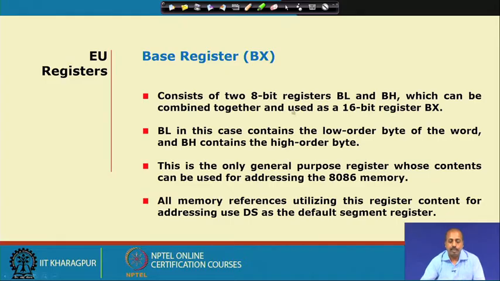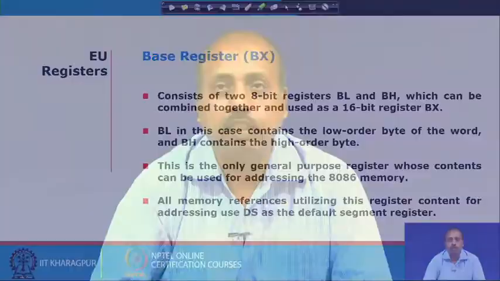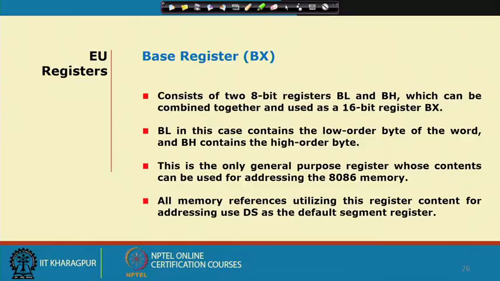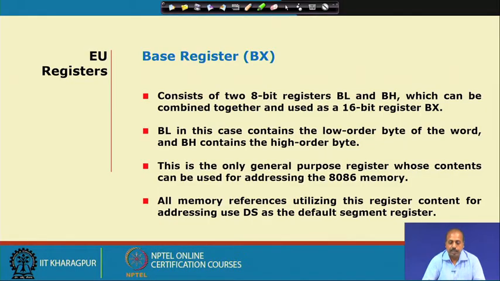Then there is the next register, BX. This is called the base register. Otherwise it is a general purpose register, so you can use it for other operations like holding some data operand and performing addition and subtraction operations. For that you can hold one of the operands there. Again, BL is the lower order byte and BH is the higher order byte.